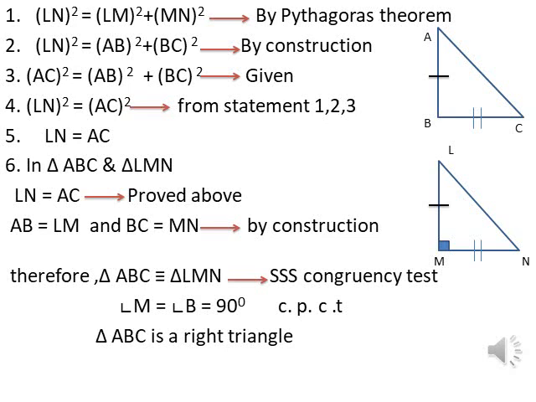And if we know the two triangles are congruent, then all the remaining elements are equal. So angle M is equal to angle B because of CPCT, corresponding parts of congruent triangles. Therefore triangle ABC is a right triangle.